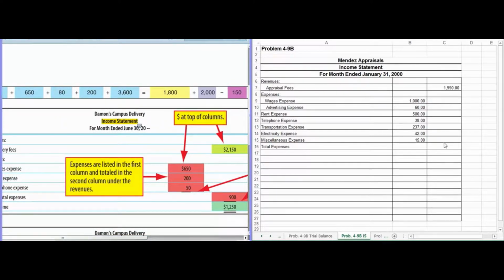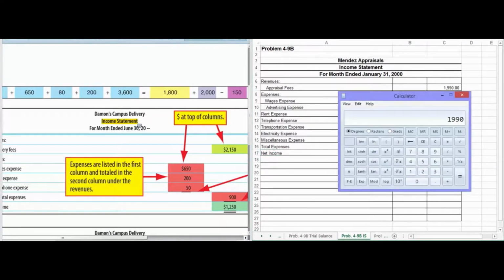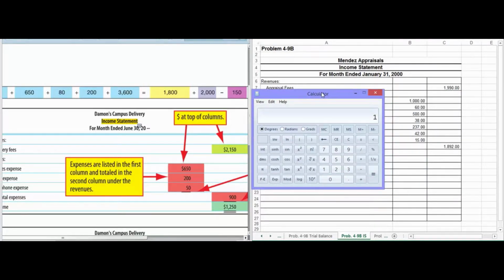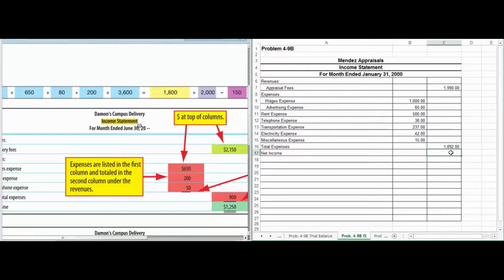So we're going to add our total expenses. I'm going to have the computer do it to save time. And then we're going to find out our net income. So to figure that, we are going to take our 1,990 and subtract 1,892. So we only made $98 this month. So that is all we have earned.